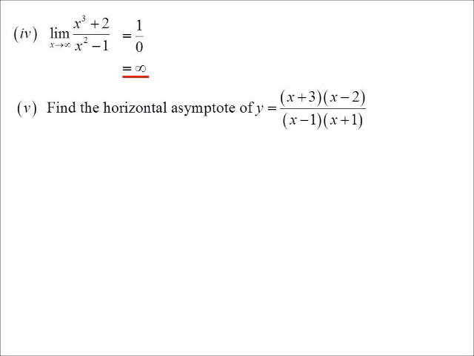So if I now get a question like this, find the horizontal asymptote, I can now use limits. Polynomial division will still work. I mean, you could do it that way. But now I could do it via limits. I don't actually have to do the division.